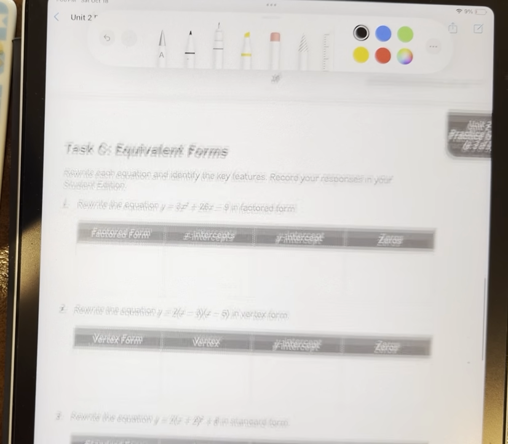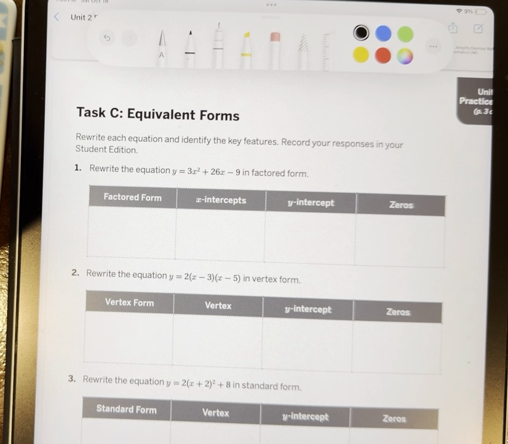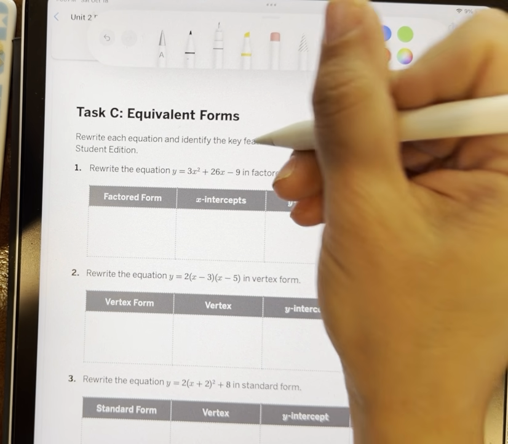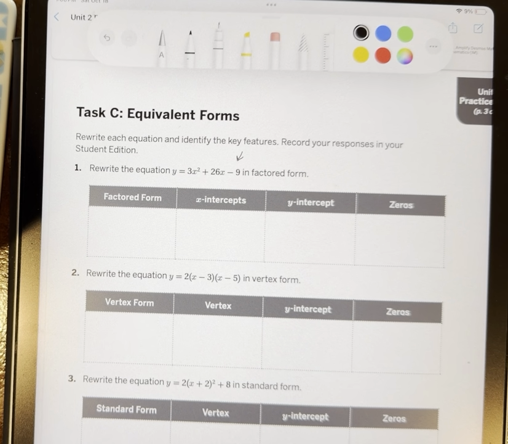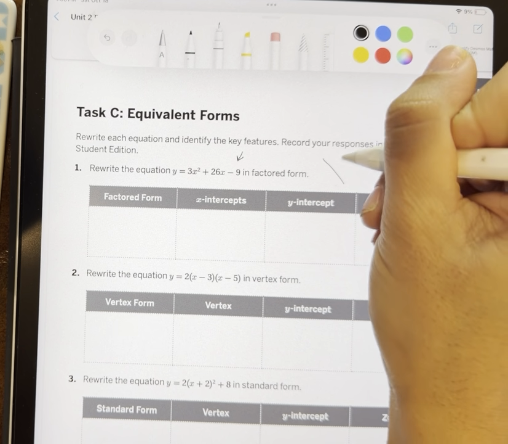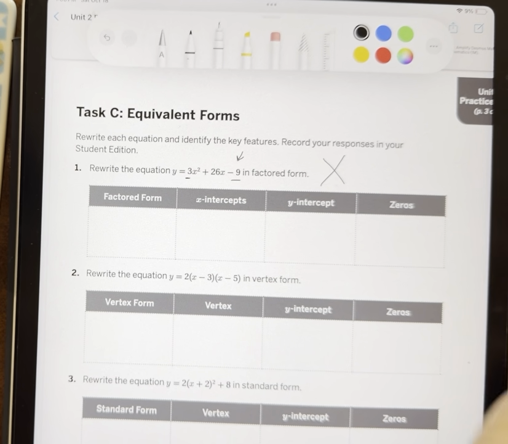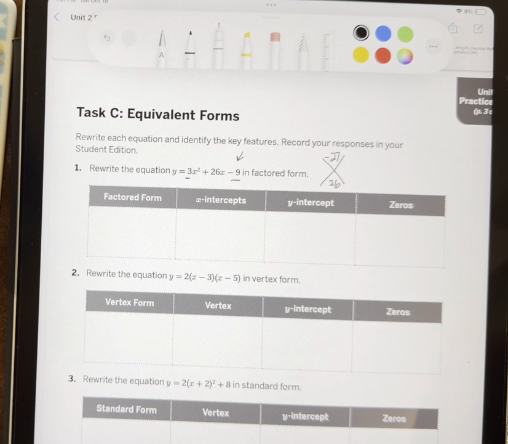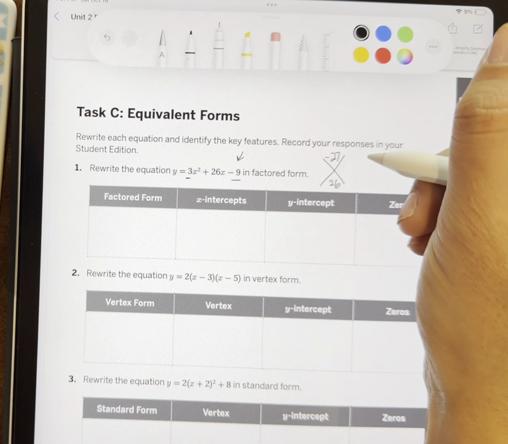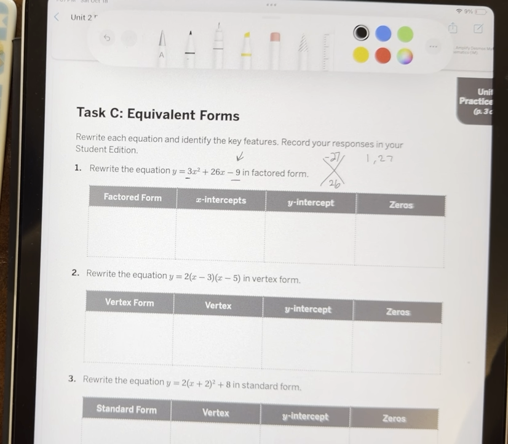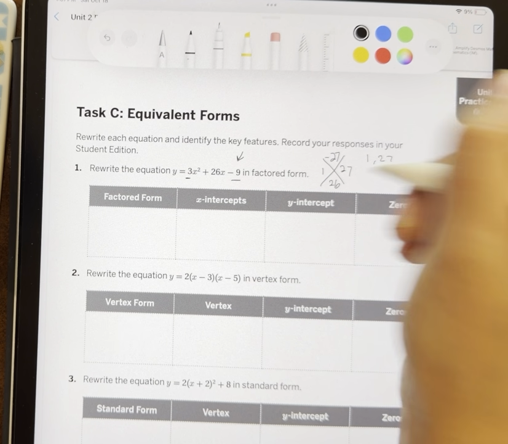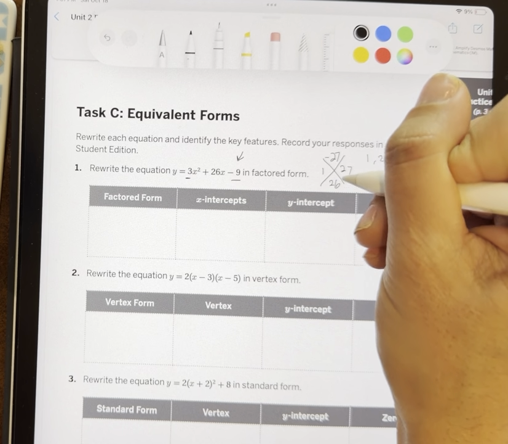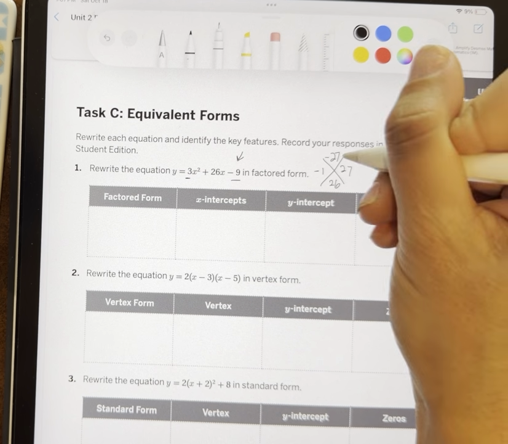Okay, moving on. Right here, we're going to rewrite some stuff. We're going to rewrite this guy in factored form, which means we're going to factor it. Which means we're going to multiply a times c, put it up here. We're going to take d and put it down here. And what multiplies to 27 and at the same time adds to 26? Only 1 and 27 can do that. The bigger one is positive, so that one's going to have to be negative.